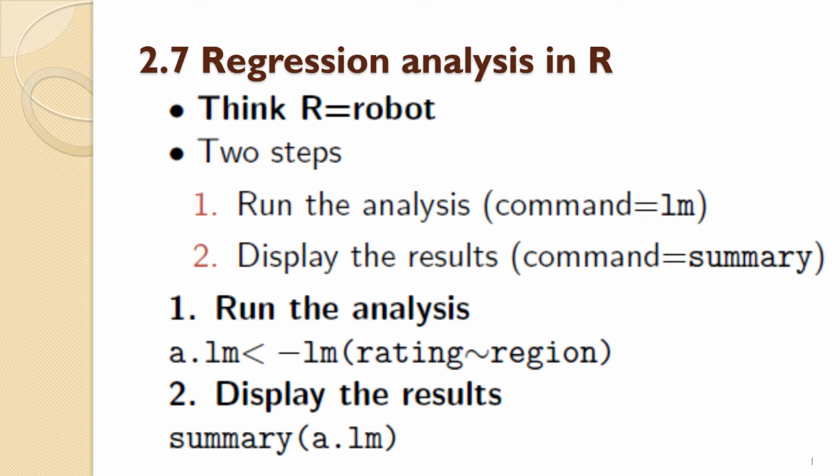Okay, so we have seen this before. It's got the same rhythm, rhyme and rationale as we've seen in the earlier R examples. And I think the easiest way of remembering this is just think R equals robot. The thing is very literal. It will do exactly what you tell it to do, nothing more, nothing less.